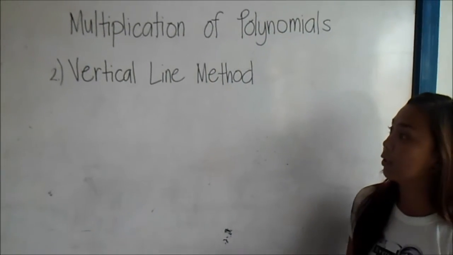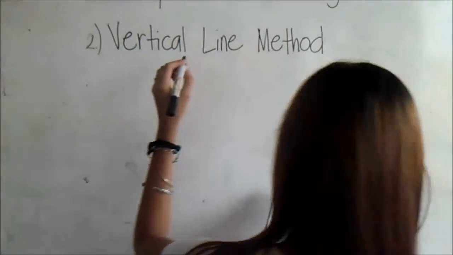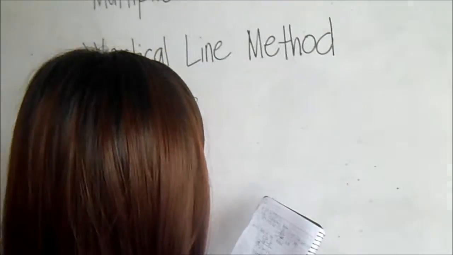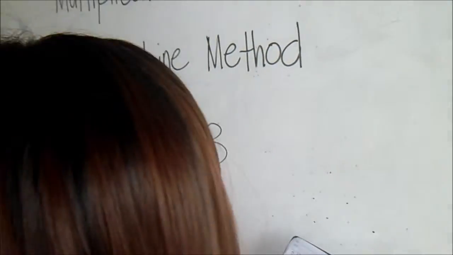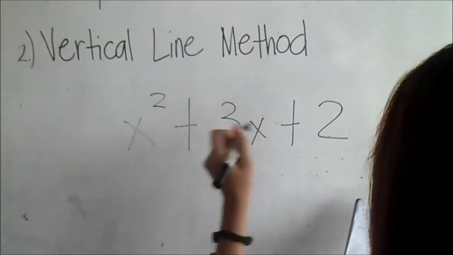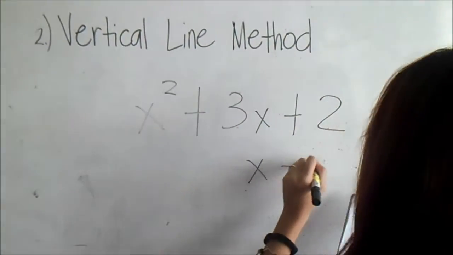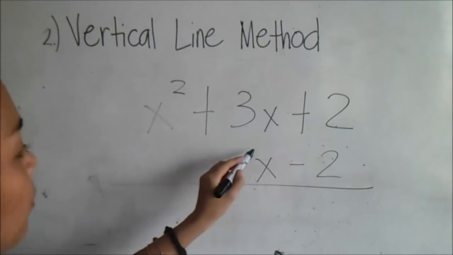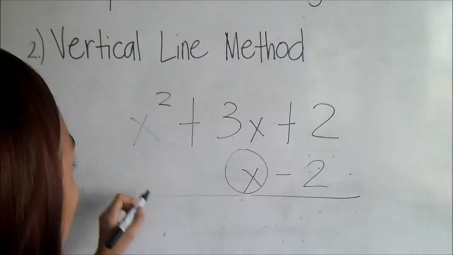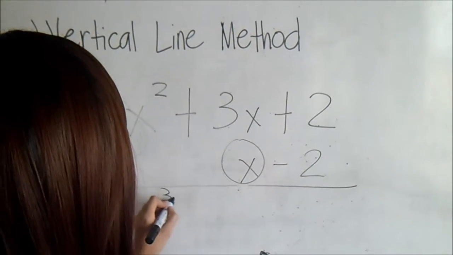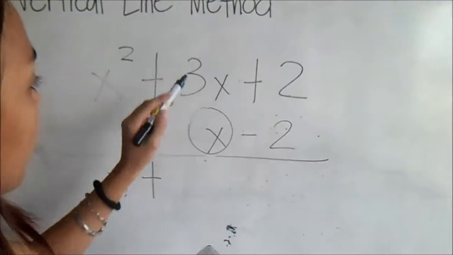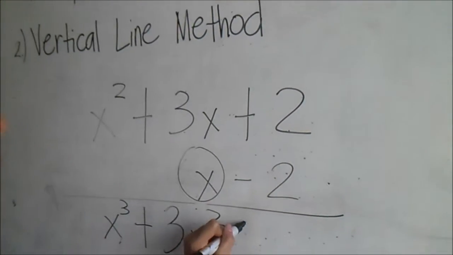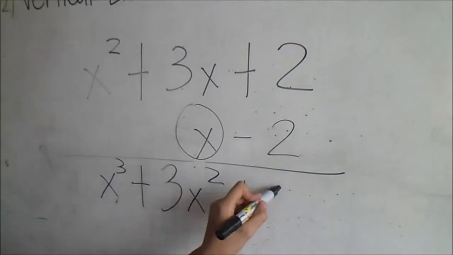So the second method is the vertical line method. The example is x squared plus 3x plus 2 times x minus 2. So we need to solve the first term, which is the x. So x times x squared equals x cubed, plus x times 3x equals 3x squared, plus x times 2 equals 2x.